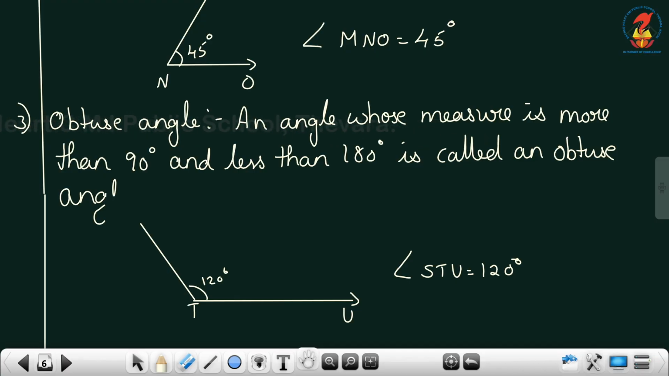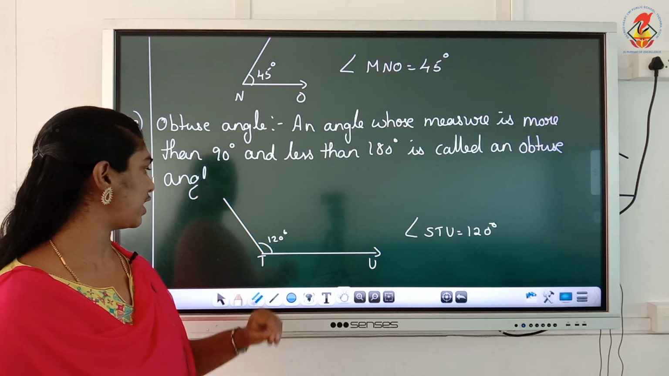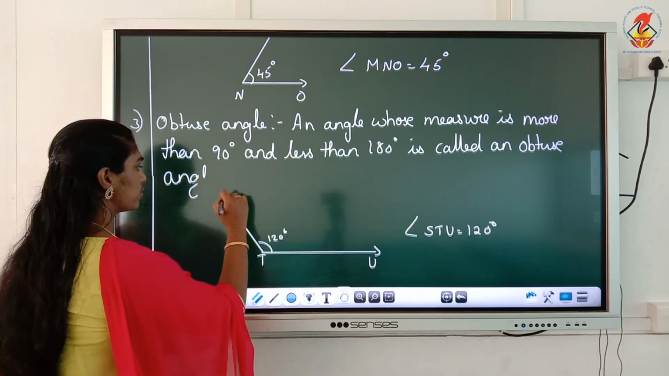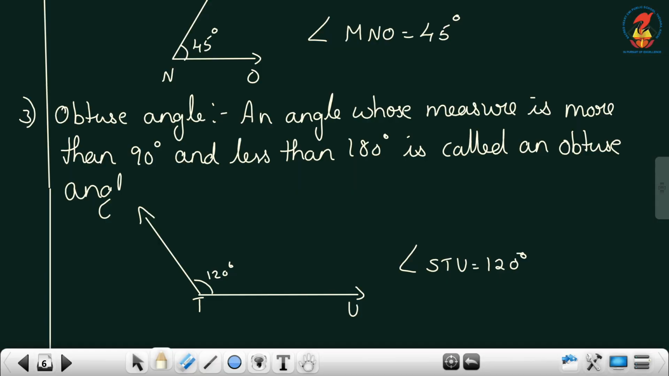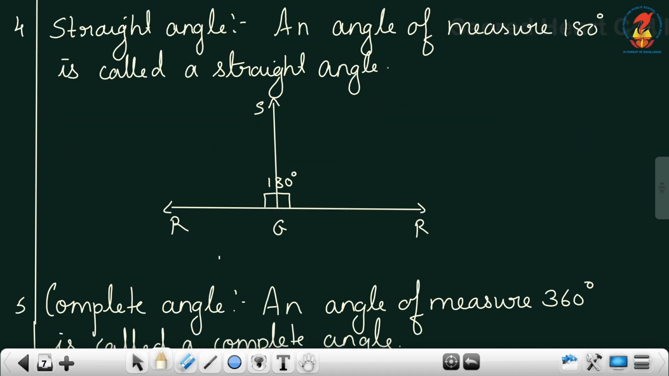So, an angle whose measure is more than 90 degrees and less than 180 degrees is called an obtuse angle. This is an obtuse angle. You can see the mouth is open over here. A 120 degree angle is an obtuse angle. More than 90 degrees. Coming to the next one, the straight angle.